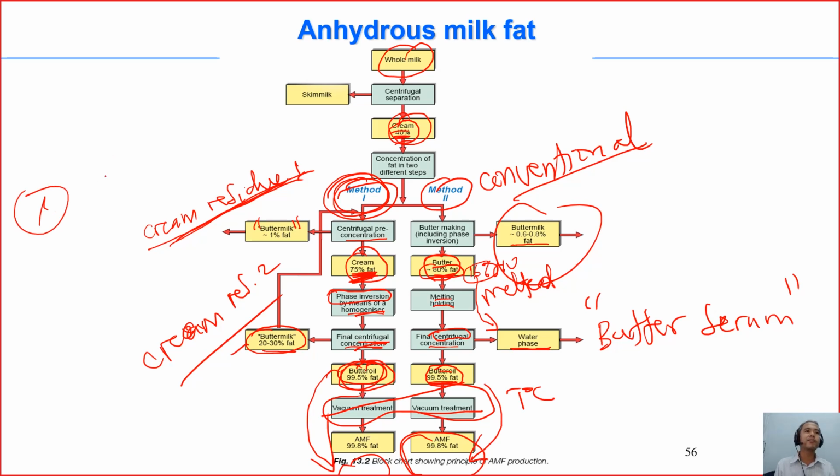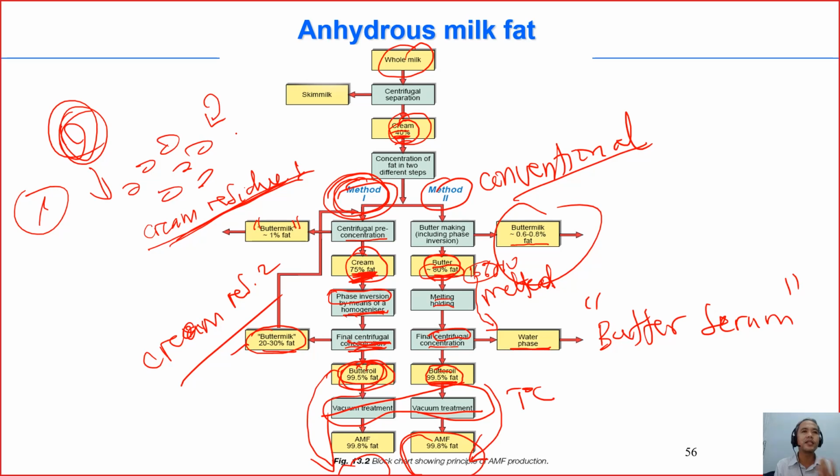If we study in chapter 6, homogenization is to reduce the fat globule size from large to smaller size, right? But here, homogenization is actually not to reduce the size, but to break everything up, to break all the fat globules so the fat comes together and separates in layers before centrifugation. The question is why? Why does homogenization here not reduce the size, but break up all the fat globules and release the fat phase?